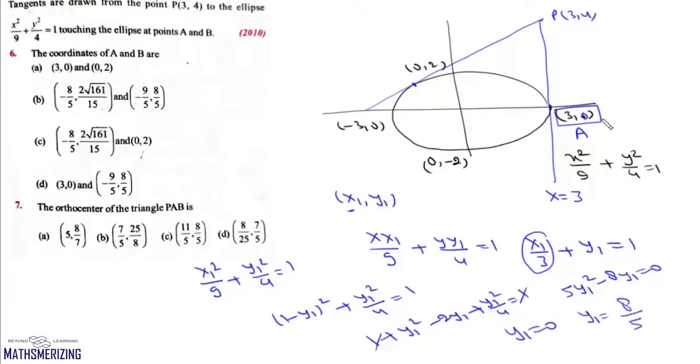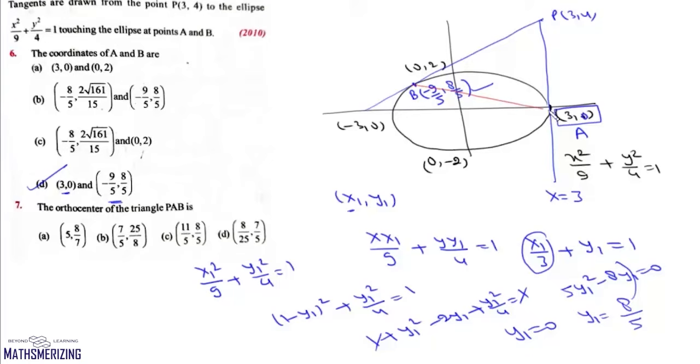So this point is (3, 0), and this other point will be B. Now we'll put y as 8 by 5, so it will be 1 minus 8 by 5, which is minus 3 by 5. So x1 upon 3 is minus 3 by 5, so x1 will be minus 9 by 5. So this point B will be (minus 9 by 5, 8 by 5). So the coordinates of A and B are (3, 0) and (minus 9 by 5, 8 by 5), and that's your option number D. Now the second question is, we need to find the orthocenter of this triangle PAB.